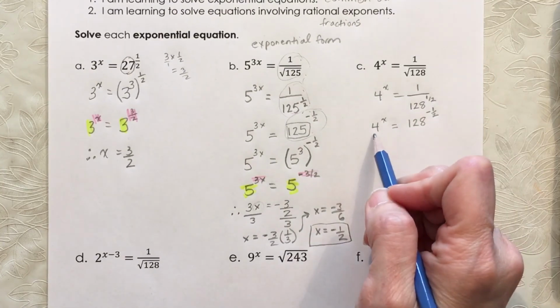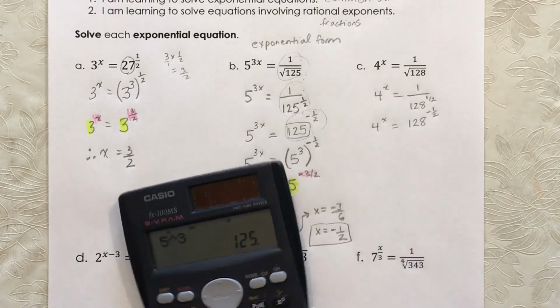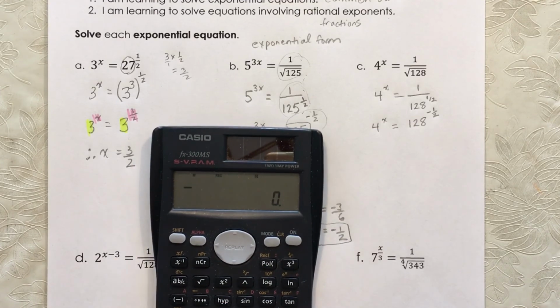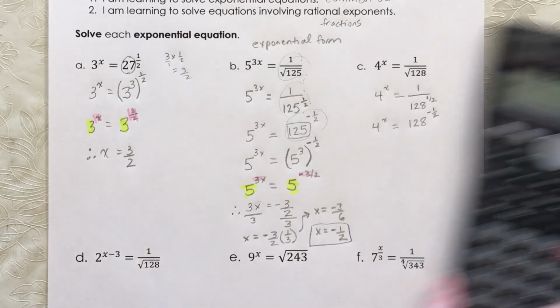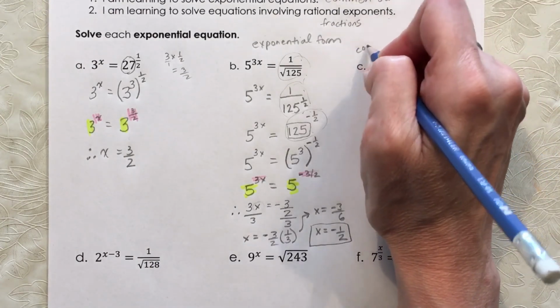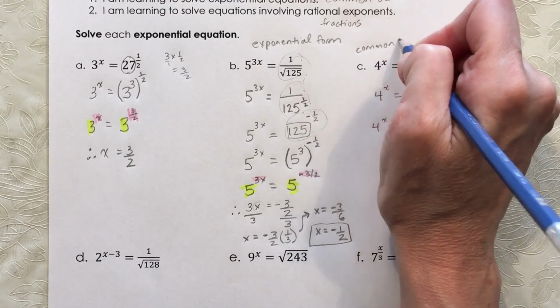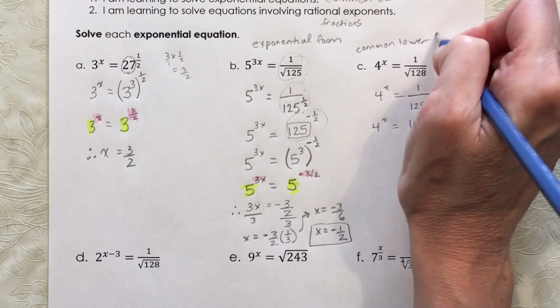So now we're trying to match the bases. I want to know, can I write 128 as 4 to the something? 4 to the third is 64. 4 to the fourth is 256. So I can't write 128 as 4 to the something. So there has to be a common lower base, which was an approach that we used last week.